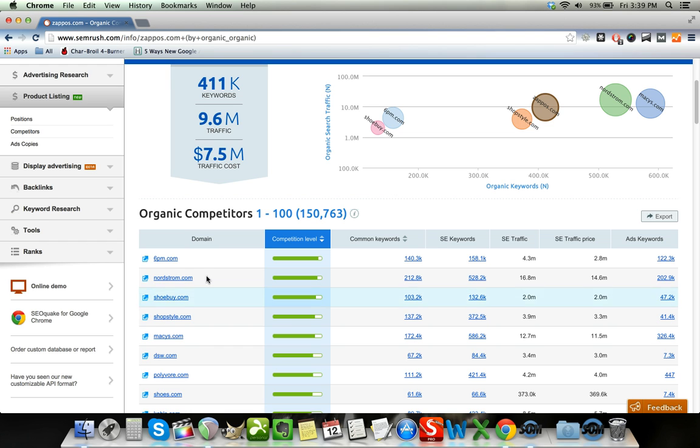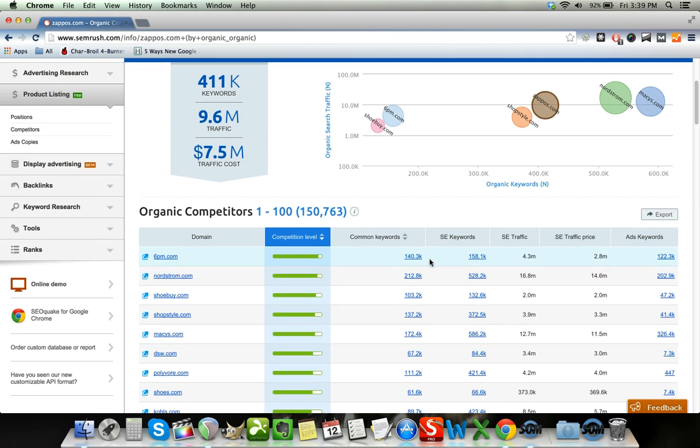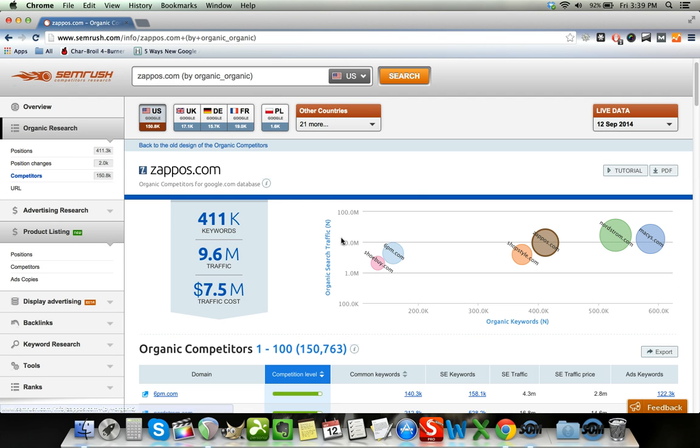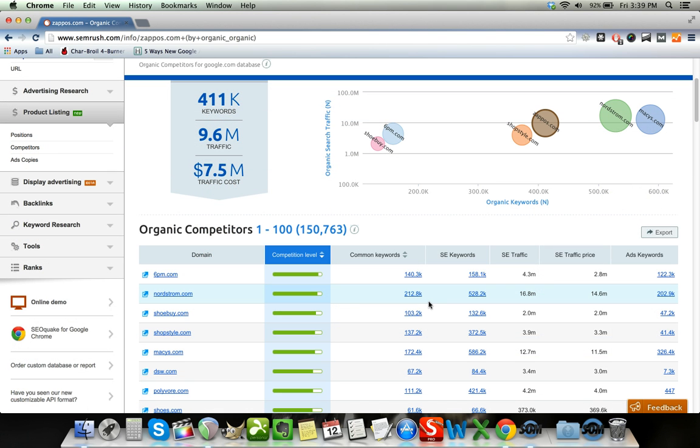Look at the second competitor down, Nordstrom.com. Nordstrom ranks for 528,000 keywords, and Zappos ranks for 411,000. Nordstrom.com and Zappos.com are sharing 212,000 of those keywords. What that means is that Nordstrom.com and Zappos.com are coming up on the first 2 pages of Google for 212,000 of the same keywords. That's what that means.